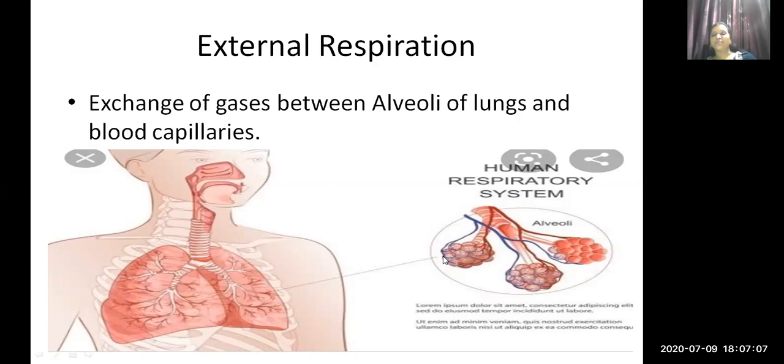Carbon dioxide from the blood capillaries is removed, or it is diffused into the alveoli, and the oxygen from the alveoli enters into blood capillaries.